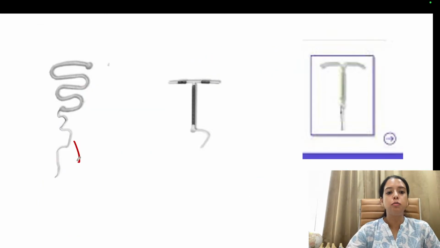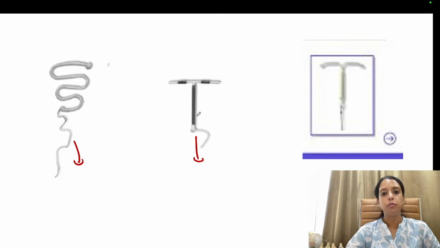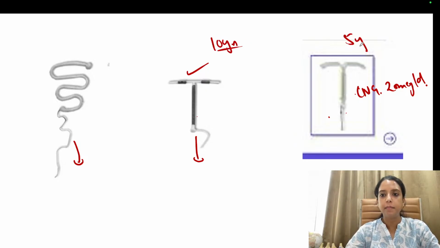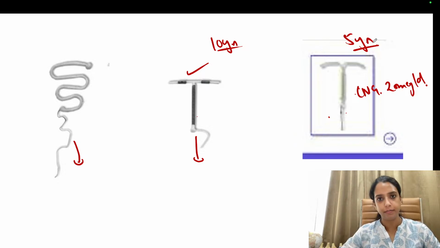IUCDs. This is Lippes loop, generation 1, inert. Then copper containing IUCD. So this one is copper T380A. ठीक है. And this one is third generation containing hormones, Mirena. Mirena contains levonorgestrel released at a rate of 20 mcg per day. Which contraceptive has the highest lifespan? This one, 10 years. This one has to be removed after every 5 years.